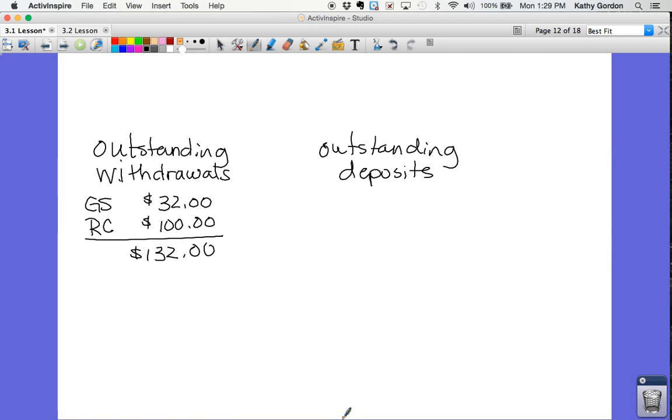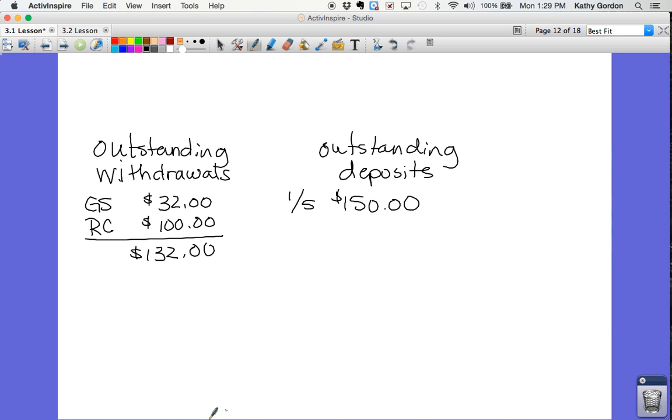Outstanding deposits. Are there any deposits that have not shown up on your bank statement yet? Yeah, that one at the end, right? How much was that? $150. And that happened on January 5th, right? So because my bank statement only went from the 1st to the 31st, the deposit I made on the 5th is not on the bank statement yet, but it's on my check register. So that's affecting my overall balance.